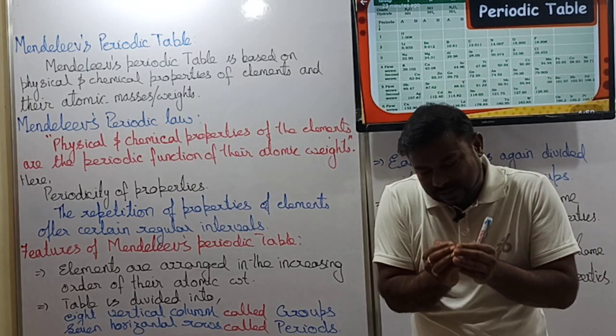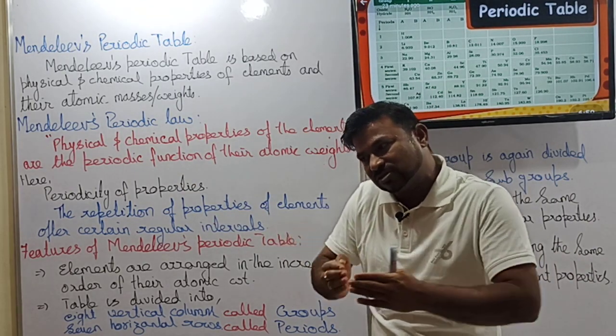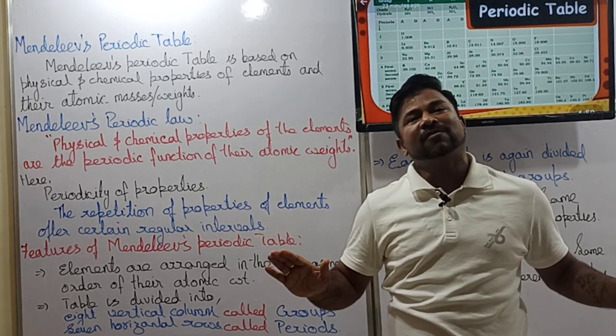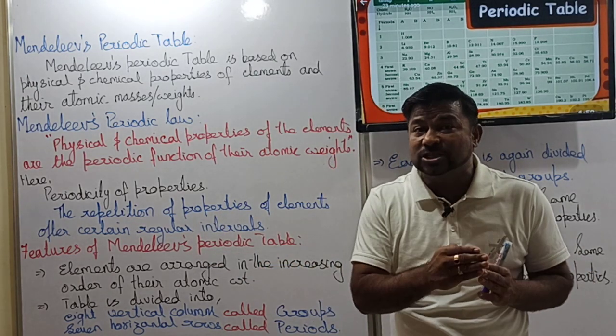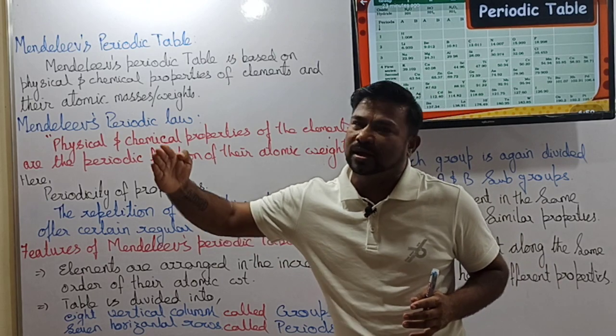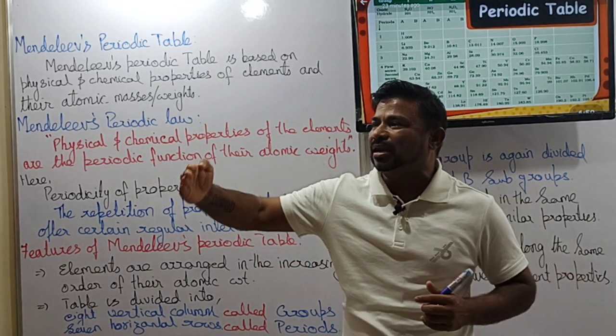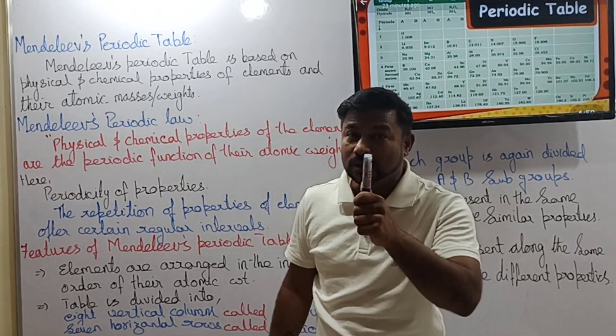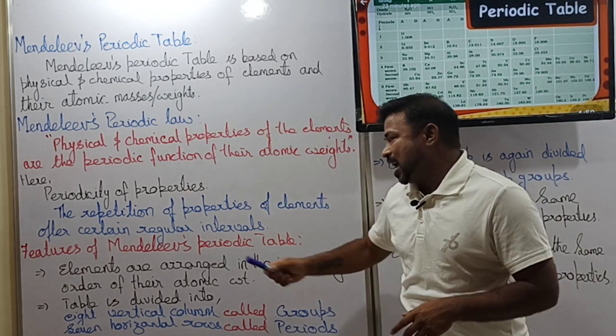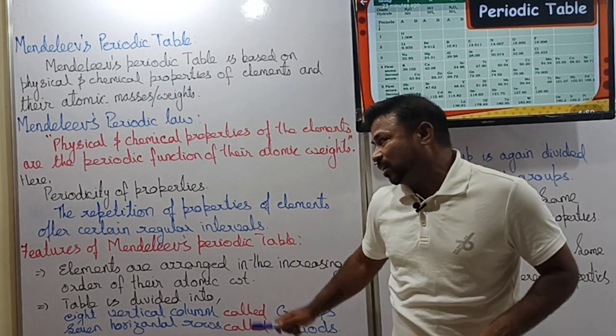First he took the smallest, then he increased, then he increased, then he increased. Means all the available elements he has arranged in the increasing order, step by step. He has arranged in the increasing order of the atomic weights. That is the first one. The next one: elements are arranged in the increasing order of atomic weight.